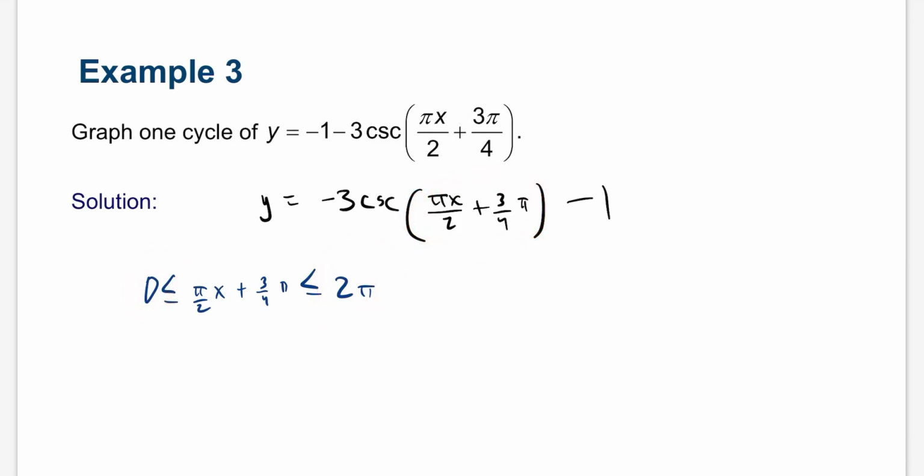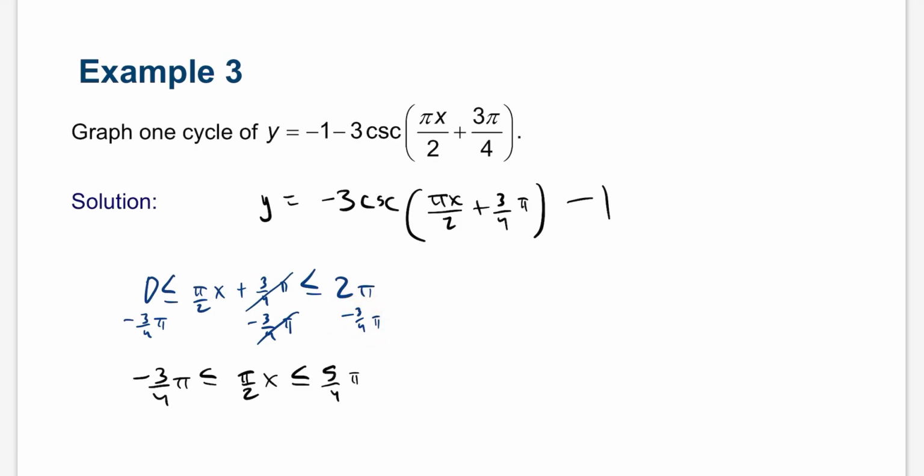All right, now we need to isolate the x. So in order to isolate the x, we should first subtract 3/4 pi. On the left side, we end up with negative 3/4 pi less than or equal to pi over 2x less than or equal to, let's see, this is equivalent to 8/4. So 8 over 4, take away 3/4 is 5/4.